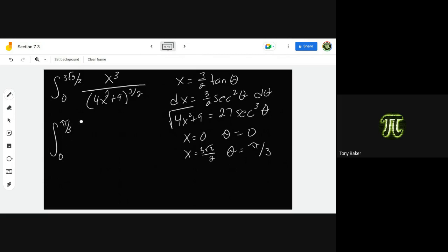All right, so we now have 0 to pi/3. We have 3/2 tangent theta cubed over 27 secant to the third theta times, I'm going to make this smaller. I'm not changing what I wrote. I just got to write it smaller.